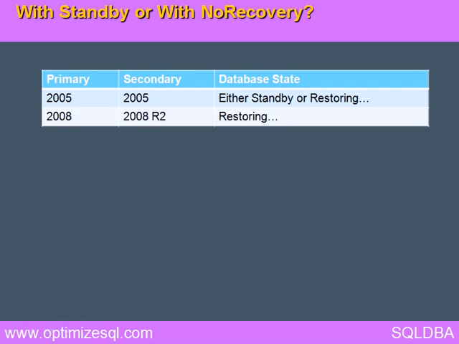See here, same version, either standby or restoring. 2008 to 2008 R2 means lower to higher, compulsorily restoring only. Why? Because we have already discussed in restoration also, it doesn't support standby, lower to higher. Sir, if we go from 2008 in standby to primary, it won't allow log shipping. Yes, correct. If failure happens here in this scenario, 2008 R2 has become what? Primary.